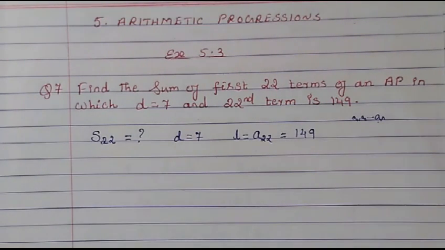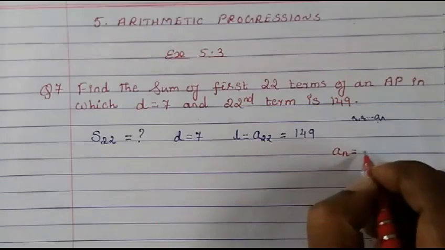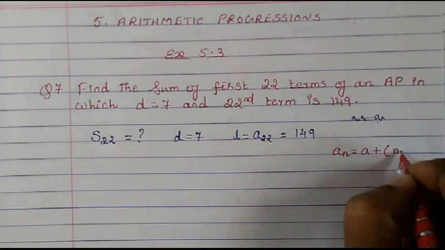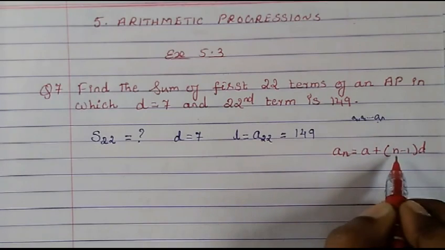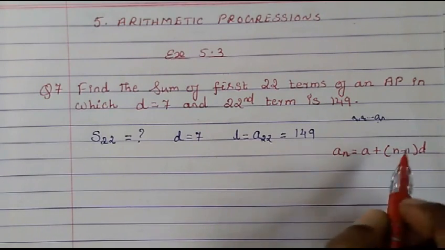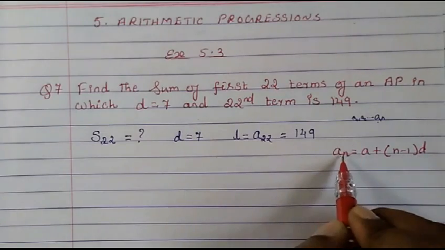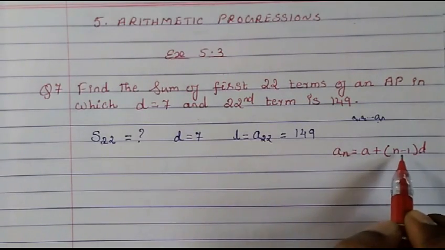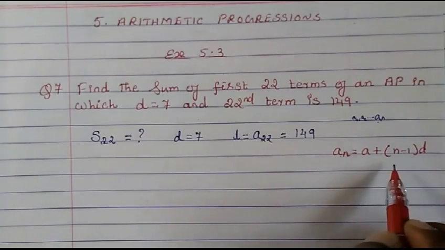Now the formulas that we are familiar with. We know the formula AN equals A plus N minus 1 D. If we have any three values, we can find out the fourth value, right? If we know AN, A and D, we can find out N. If we know A and D, we can find out AN. If we know AN, N, D, then we can find out A. So for that we use this formula.